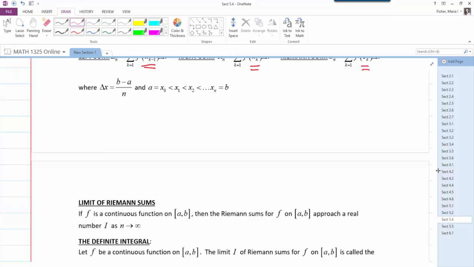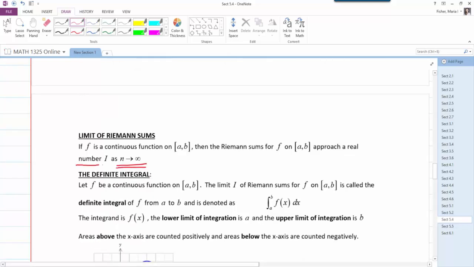Now, the thing is, if we don't have to use the left endpoints and the right endpoints, if we can use the Riemann sums and we allow the number of subintervals to be infinity, then as the width of each one of those rectangles gets smaller and smaller and smaller, you're approaching some real number I. So as you get an infinite amount of rectangles, your area is going to be approaching some number.